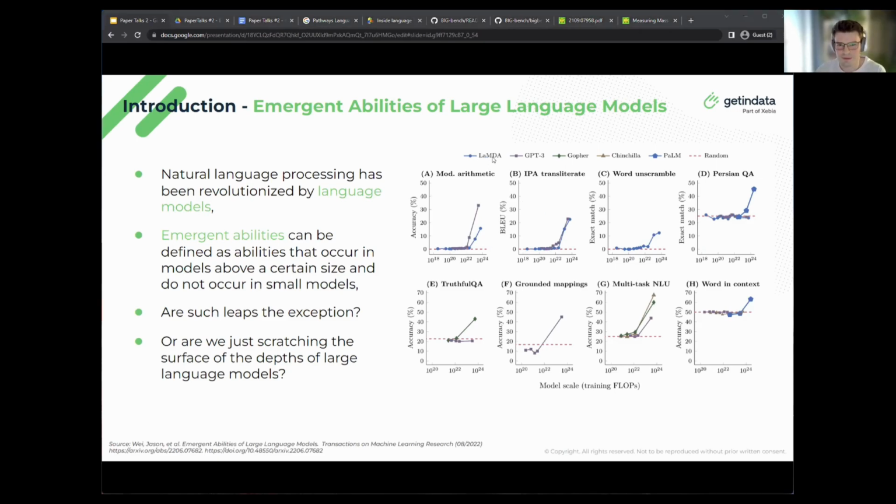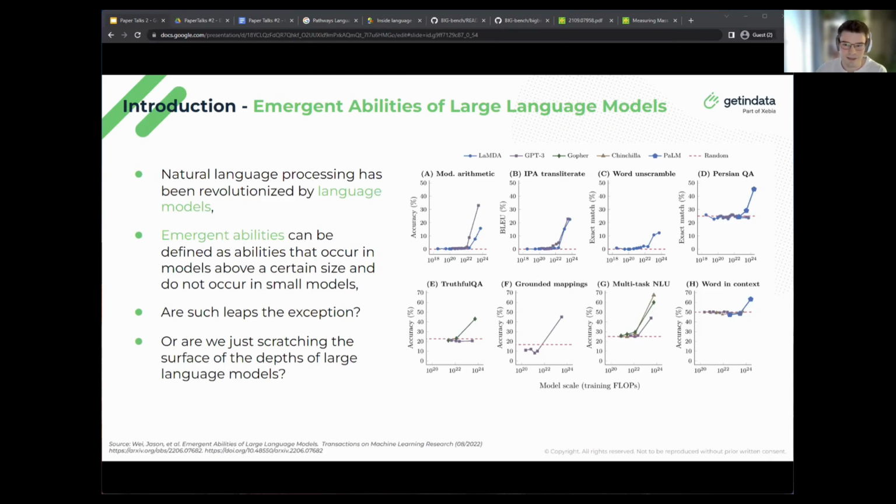So here we have 1, 2, 3, 4, 5 different large language models, and this pink dashed line is for the random performance. Each of these plots is for a different language task, for example some arithmetic tasks, or word unscramble. And on each of these y-axes, we have some sort of metric for the performance of the model, so accuracy, BLEU, or exact match. And on each of these x-axes, we have the model scale. This is FLOPs, but we will delve into details about these plots later.